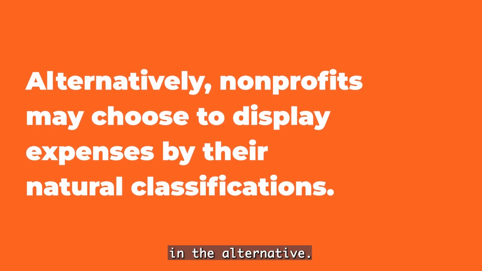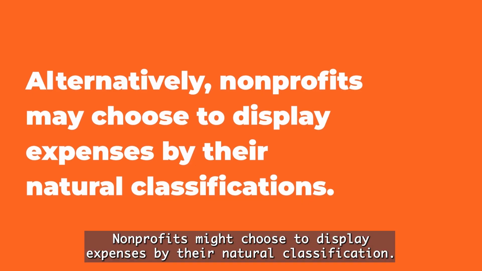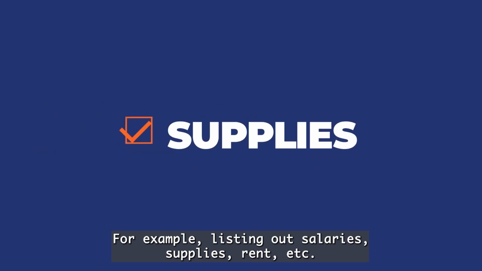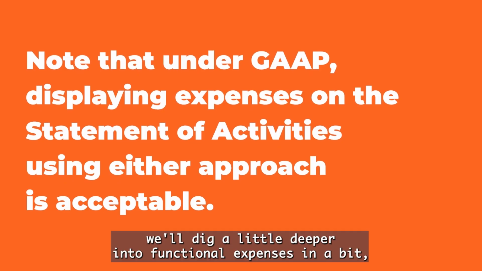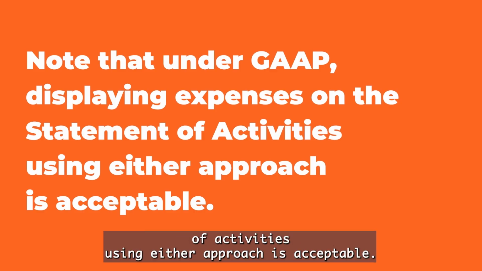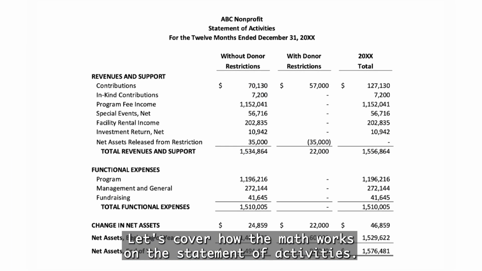In the alternative, nonprofits might choose to display expenses by their natural classification. For example, listing out salaries, supplies, rent, etc. We'll dig a little deeper into functional expenses in a bit, but know that under GAAP, displaying expenses on the statement of activities using either approach is acceptable. Let's cover how the math works on the statement of activities.